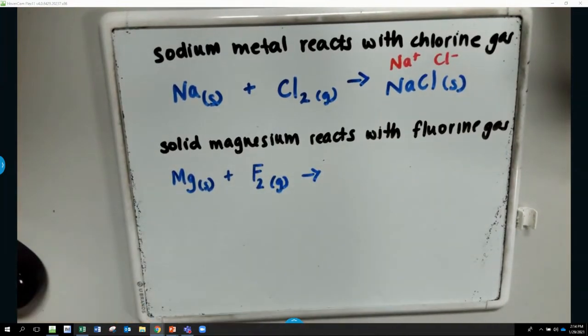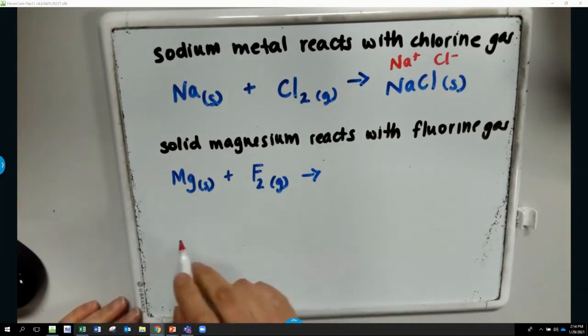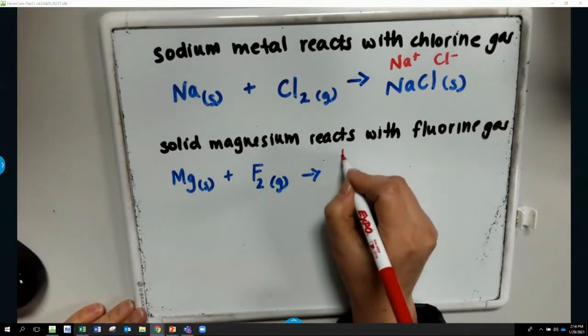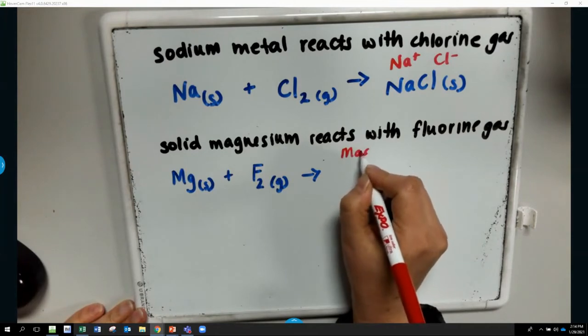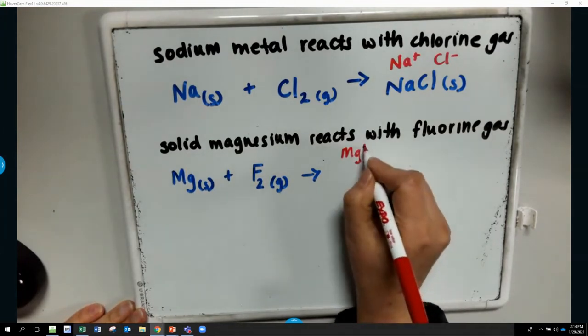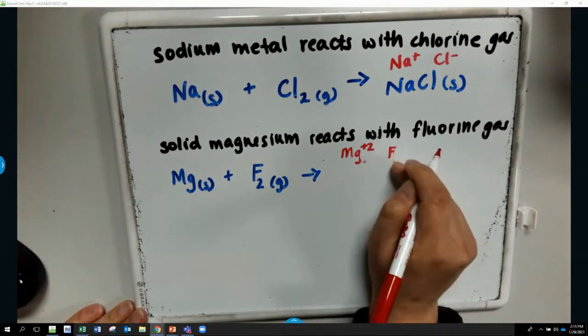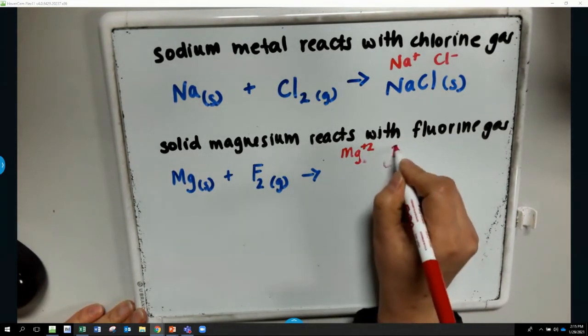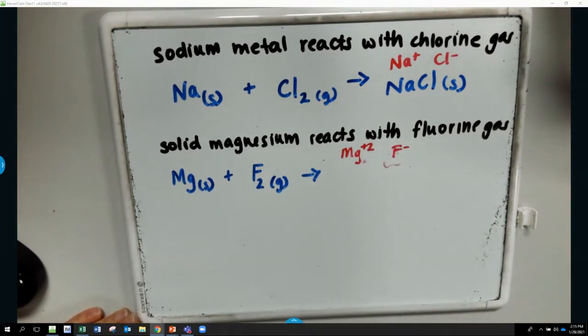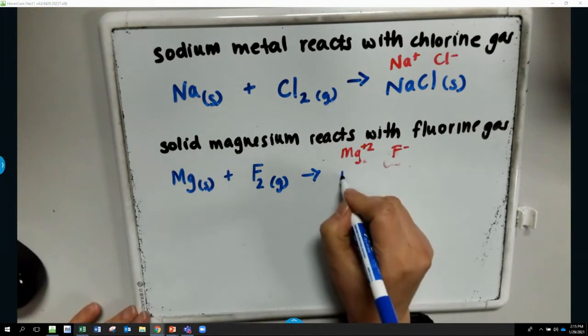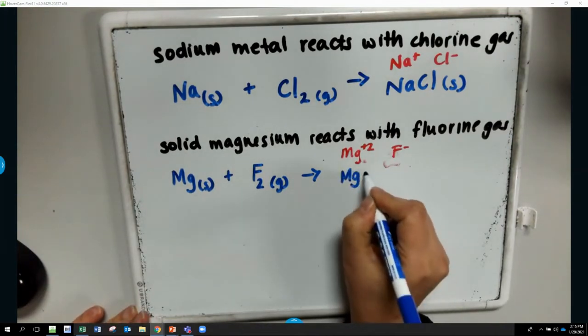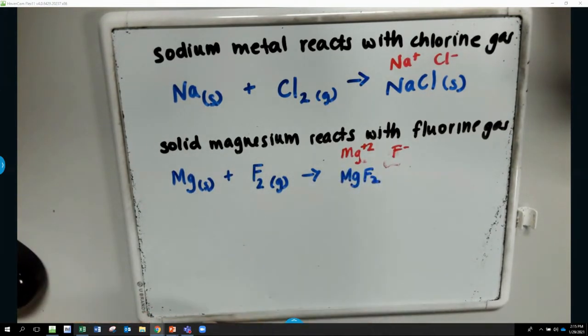We're going to be putting this together to make an ionic compound, magnesium plus fluorine. Well, magnesium has a charge of +2, and fluorine has a charge of -1. You put those two together, and you get magnesium fluoride, MgF2.